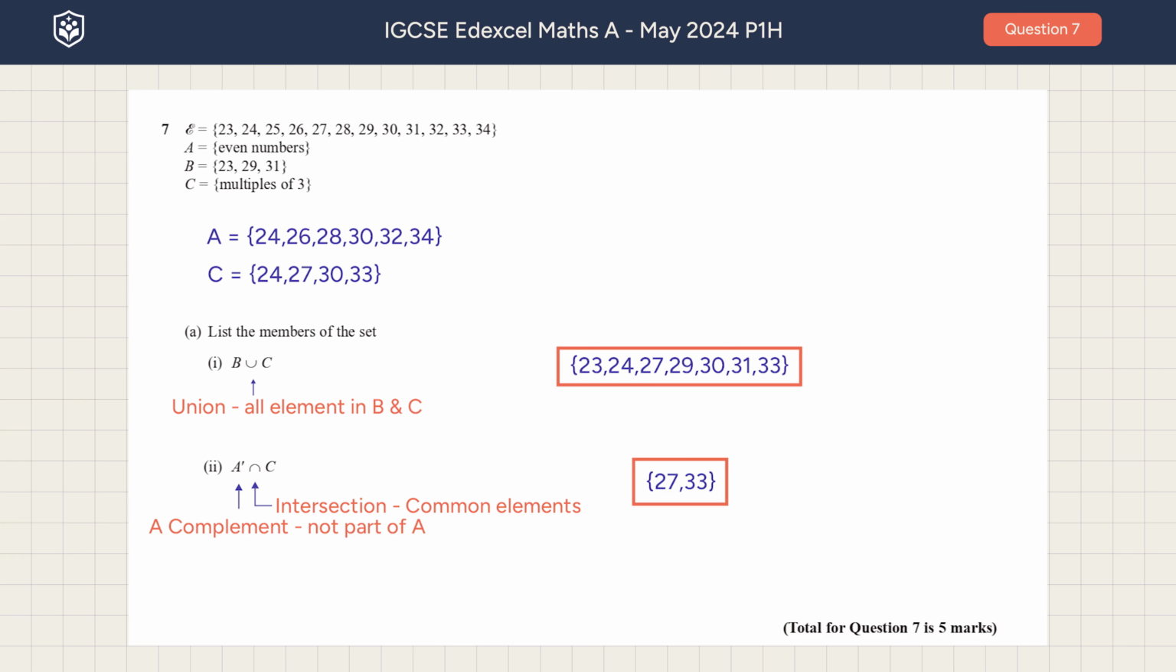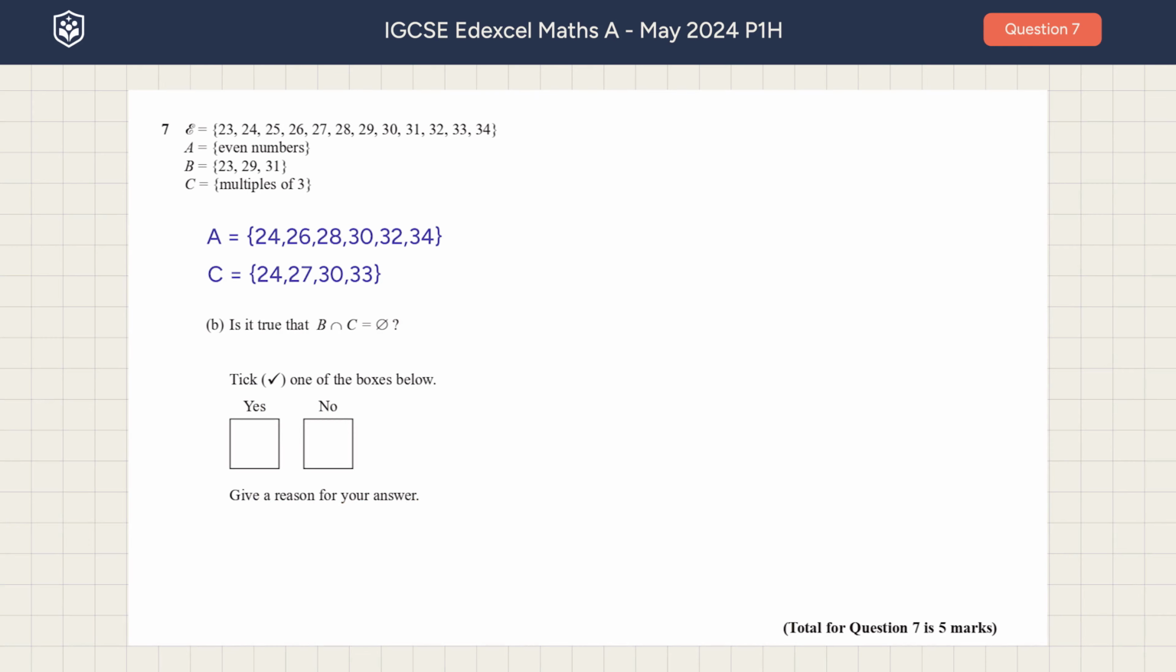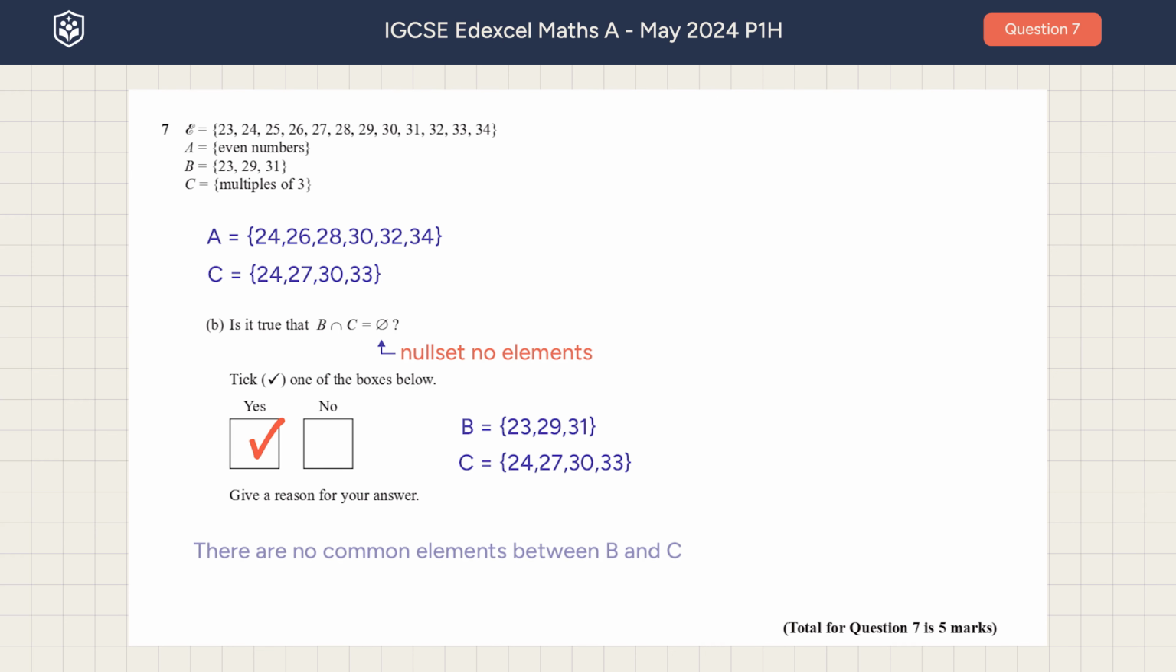Now let's look at part B. It asks whether it is true that B intersection C equals a null set. A circle with a dash through it means a null set, which means no elements in that set. To find this, we can simply check whether set B and C have any numbers in common. We can see that they do not have any in common, so the answer is yes. And the reason is because there are no common elements between set B and C.